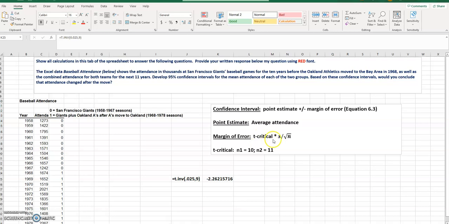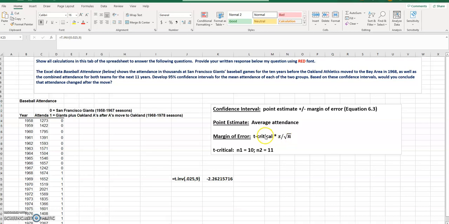To find the t critical value here, what that's going to tell you is the number of standard deviations by which you're going to develop a 95% confidence interval. If you look at the construct, you'll take the average attendance and subtract the margin of error, which is this t critical, effectively some number of standard deviations that we'll subtract from the point estimate, and then we'll add the exact same number of standard deviations times standard deviations.